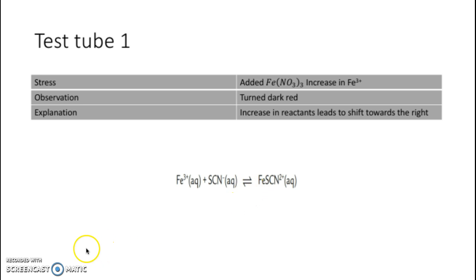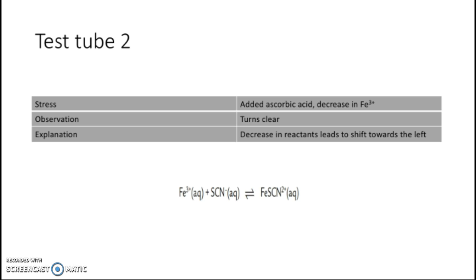establish an equilibrium again. In the next test tube, the stress to the system involves a decrease in iron 3 concentration. This is done by reduction of iron 3 to iron 2 with ascorbic acid. And the observation is that the mixture turns clear or colorless. The explanation for this is that decreasing the concentration of reactants leads to a higher value of Q. And since the system always seeks to restore Q to be equal to K, the system will shift towards a lower Q, which corresponds to a shift towards the left.